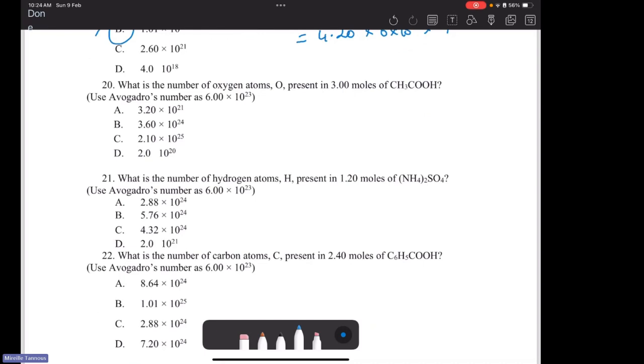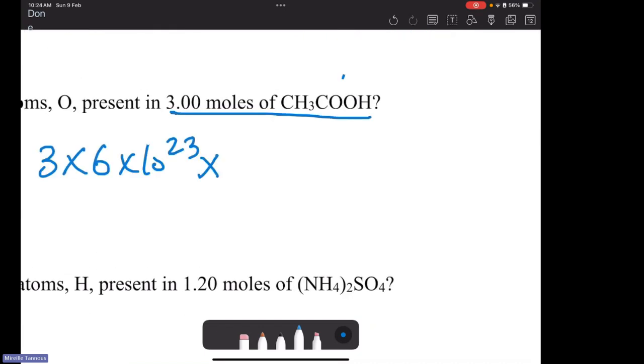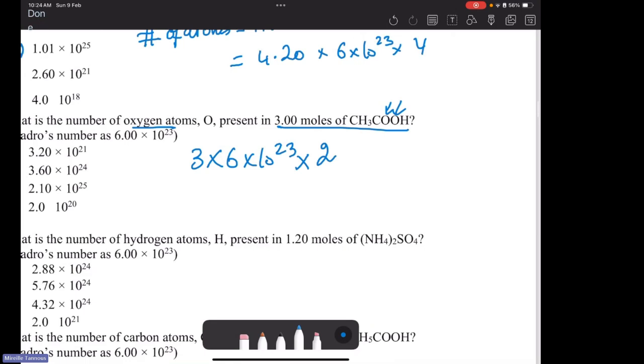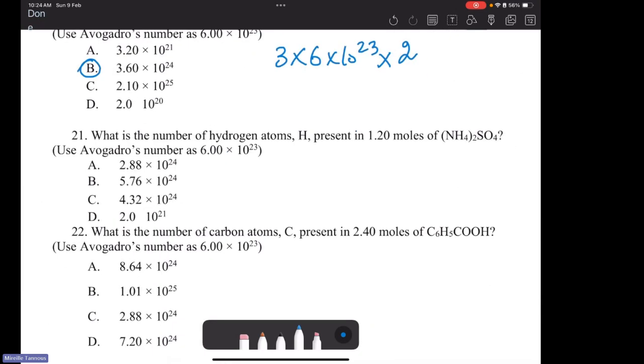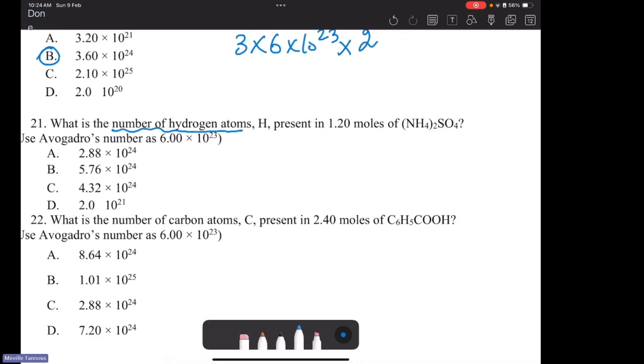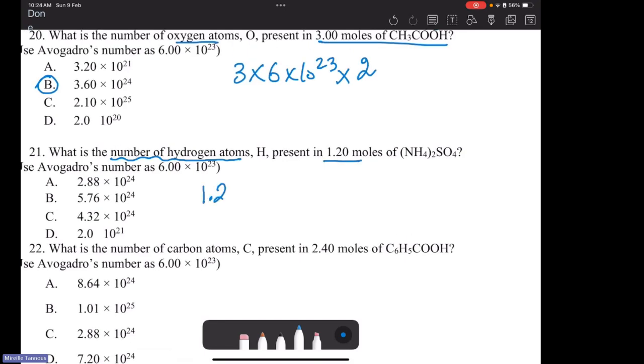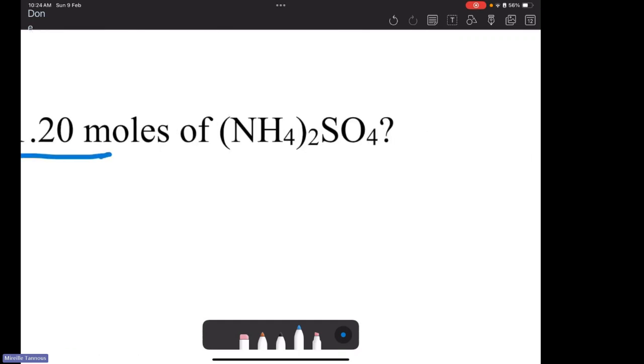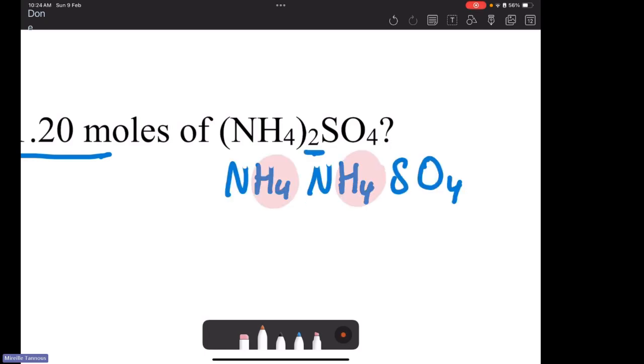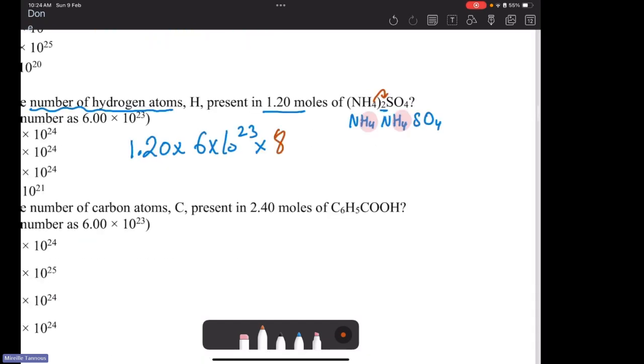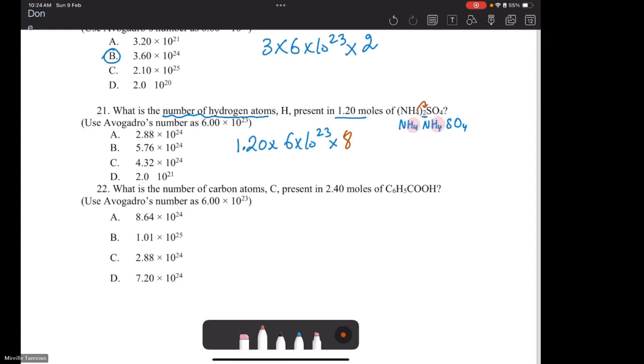Moving on, what's the number of oxygen atoms in 3 moles of this? Again, 3 by Avogadro's number by the atomicity of oxygen. And I have 2 atoms of oxygen here, so the answer is B. Now, molecules are getting complicated. How many hydrogen atoms in 1.2 moles? So 1.2 again by Avogadro's number by atomicity. Now let's look at it. How many hydrogen atoms in this? This has 2 NH4 and 1 SO4. It means that I have 8 hydrogens in one molecule, or you simply multiply 4 by 2. So the atomicity of hydrogen over here is 8.